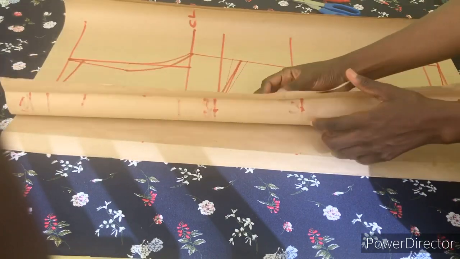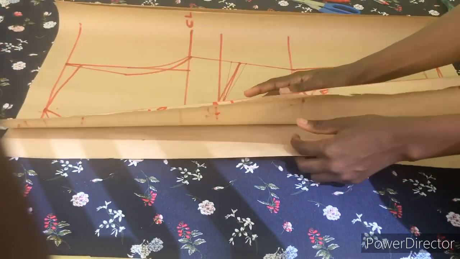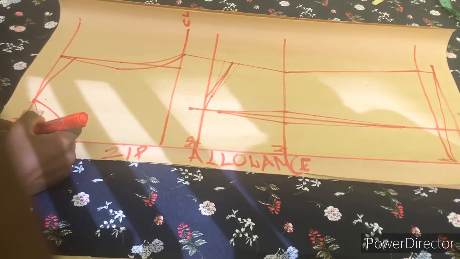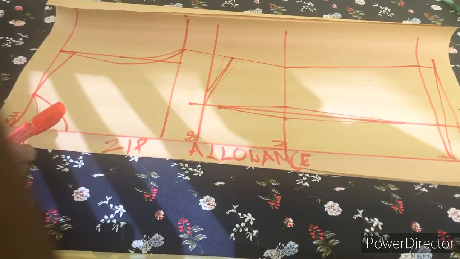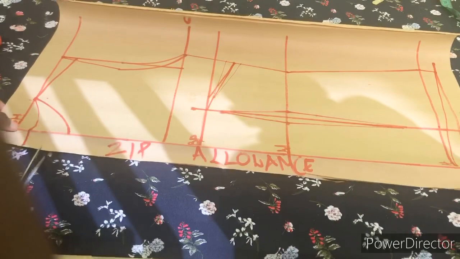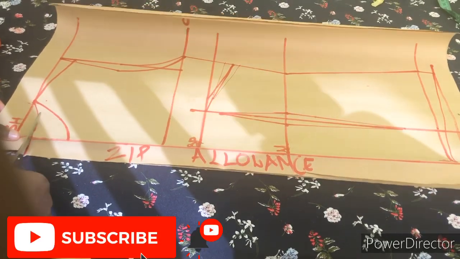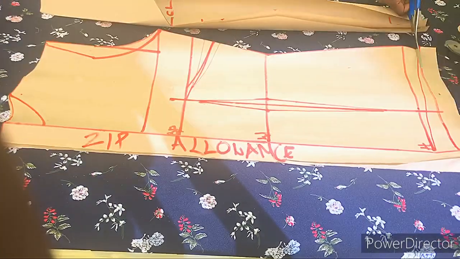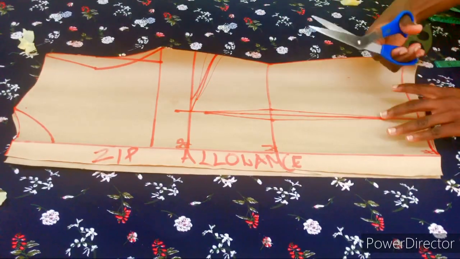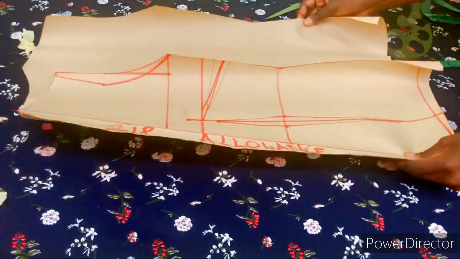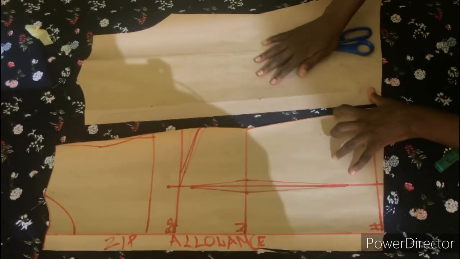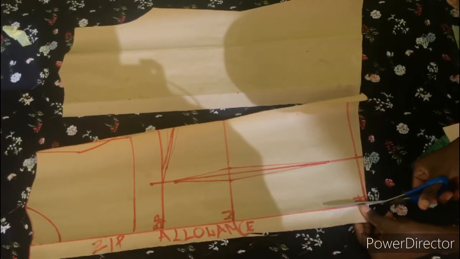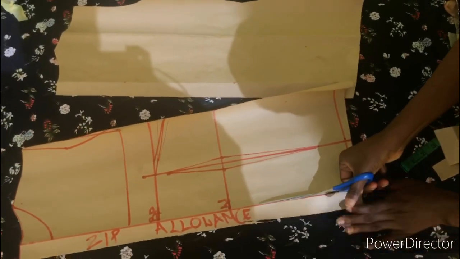Now we have our back panel and our front panel. So I'm cutting out my back panel first. To do that, we are first going to extend this neck depth down here onto the zip line for the back. So we are going to cut it. So I'm going to detach it. So this is my front panel and this is my back panel. I'm going to be trimming off the zip allowance in the front panel because we don't need it.